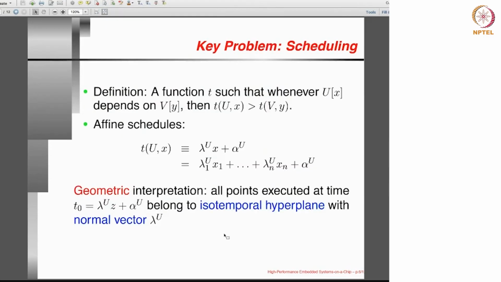So I am going to look at timestamps that are specified by linear coefficients like lambda 1 x1 plus lambda 2 x2 all the way, where lowercase n is the number of dimensions. Like I said, the geometric interpretation is that all points that are executed at t equals lambda z plus u belong to an isotemporal plane whose normal vector is lambda. These are the scheduling coefficients that I'm seeking to find.